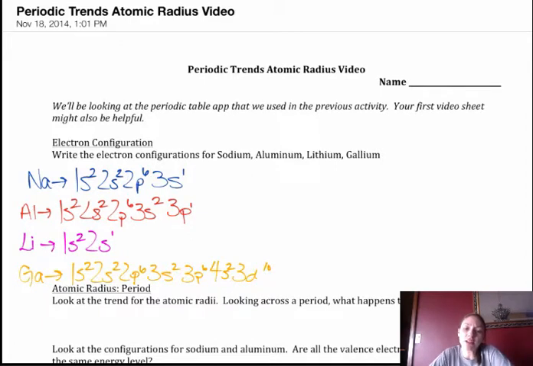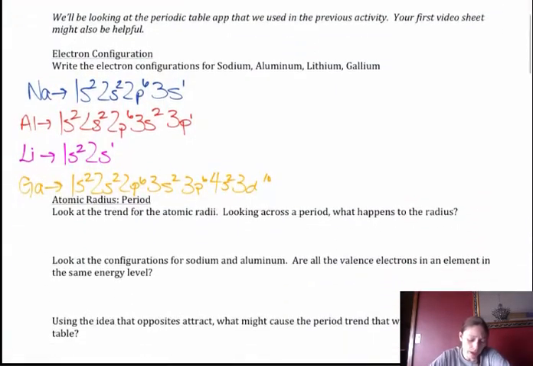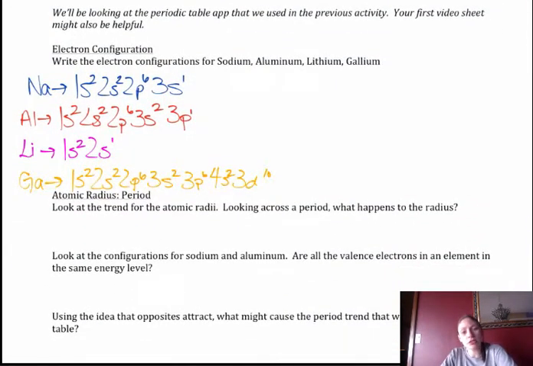We're going to look more closely now at the periodic trend, the atomic radius trend. Okay, and the first thing you want to do is write out the electron configurations for sodium, lithium, aluminum, and gallium, because we're going to use these for this video and possibly a couple others as well, but especially this video.